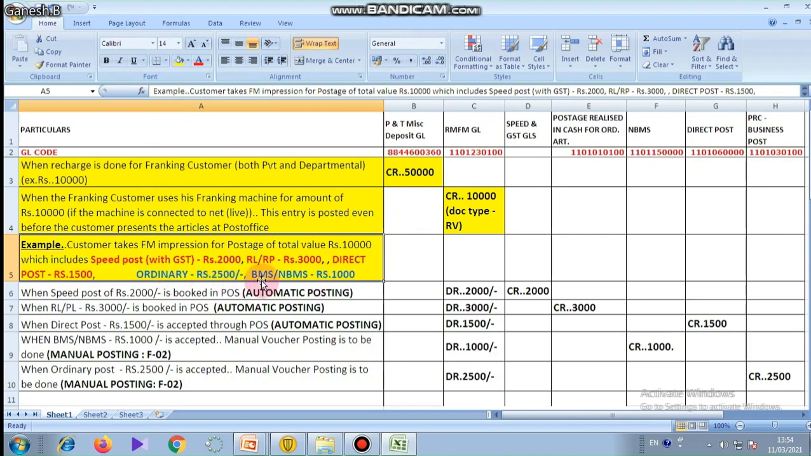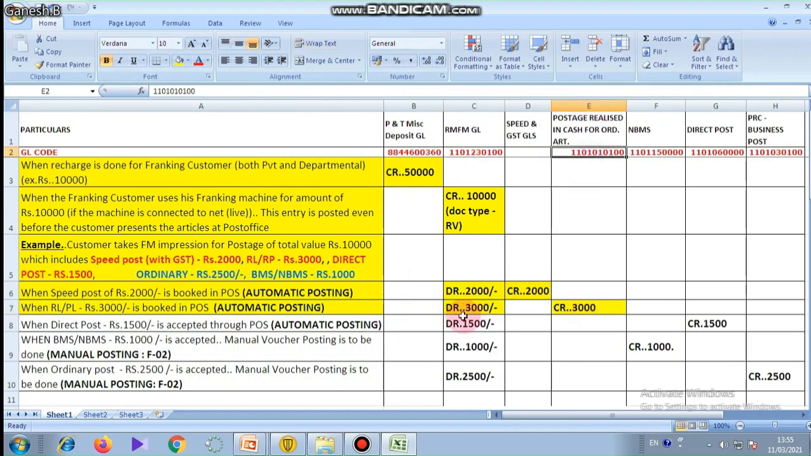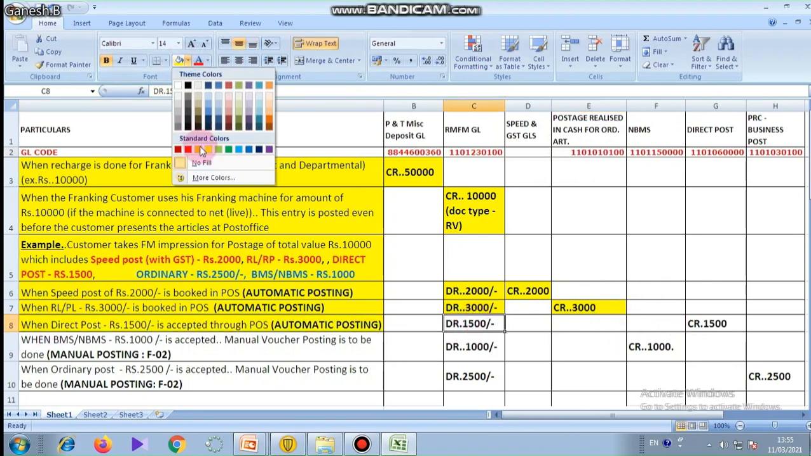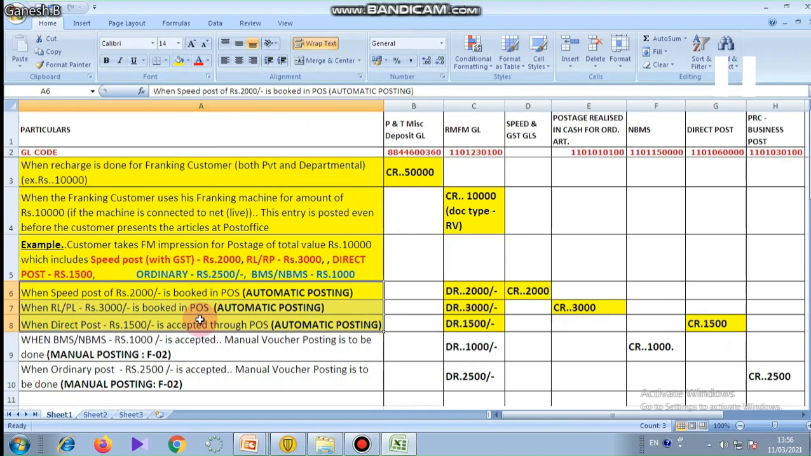The third thing, when a speed post is booked by the customer, he presents the speed post at post office counter. Now what happens? When you book the speed post article, RMFM GL will get debited by 2,000 and the relevant GL, that is speed post GL, will be credited by 2,000. Now RMFM GL will be left with 8,000 only. Now the customer presents registered letter and registered parcels worth rupees 3,000 at post office counter. Now RMFM GL will be debited by 3,000 and postage realized in cash will be credited automatically by 3,000. So now the balance left is 5,000 only.